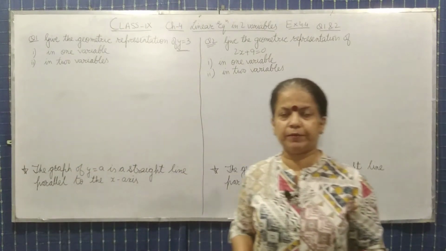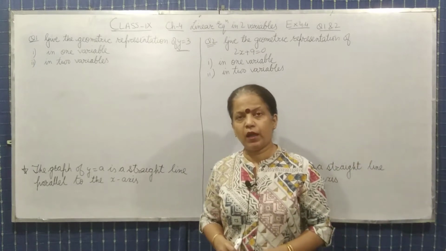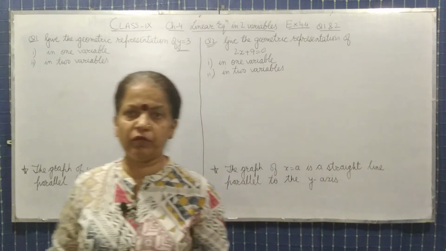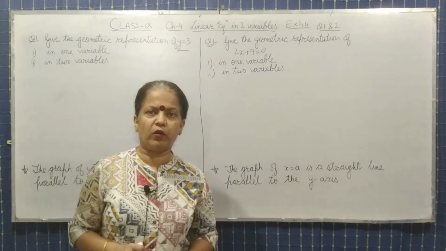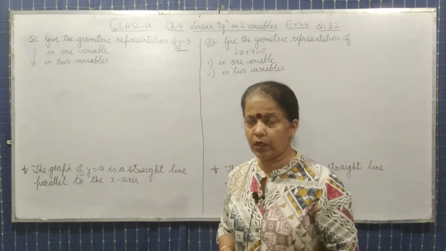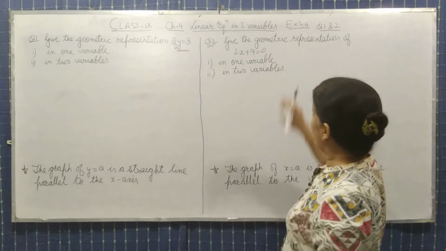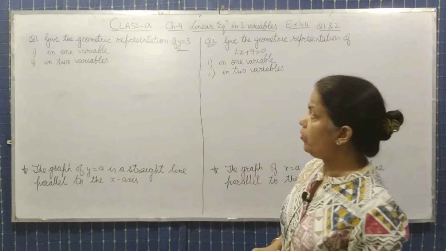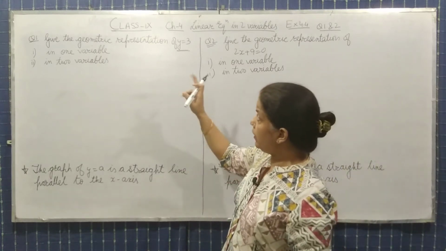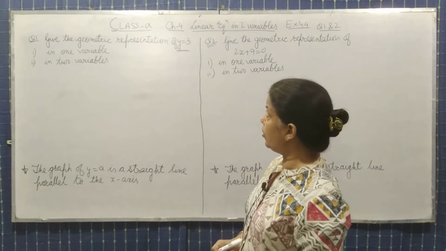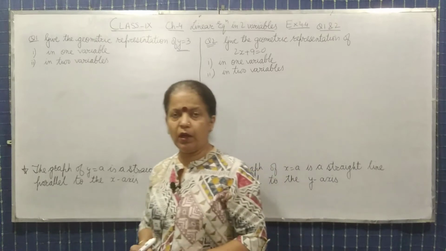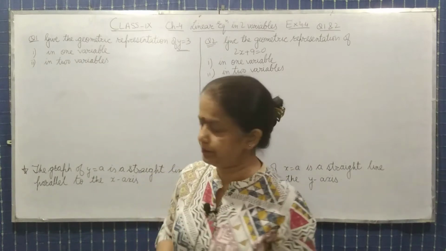Hello students. In today's class, we will see the representation of linear equation in one variable as well as in two variables. Okay. So, exercise 4.4, question 1. Question 1 is, give the geometrical representation of y equal 3 in one variable and in two variables.